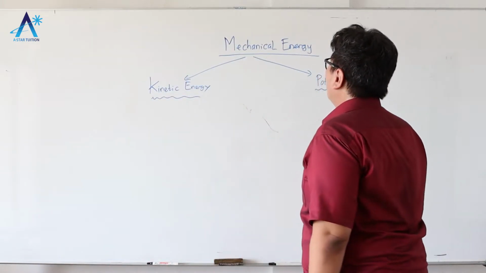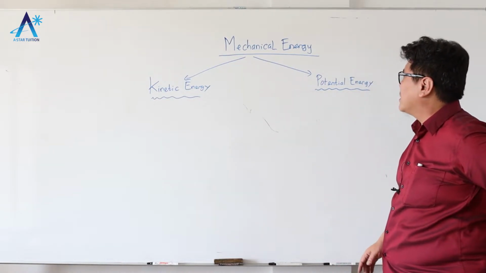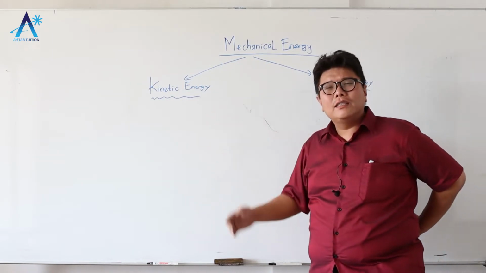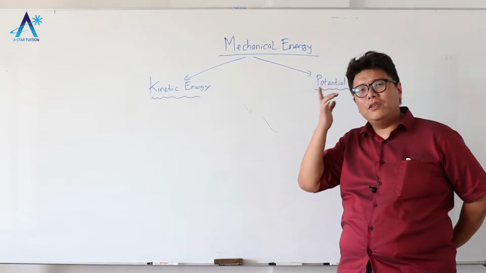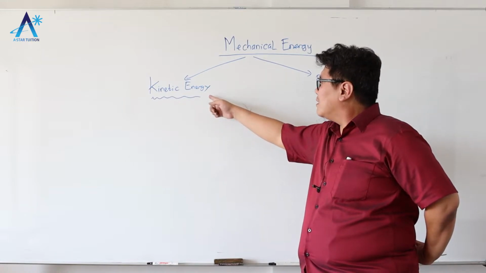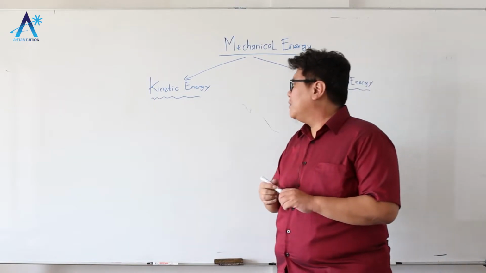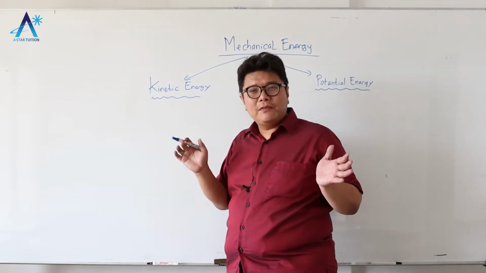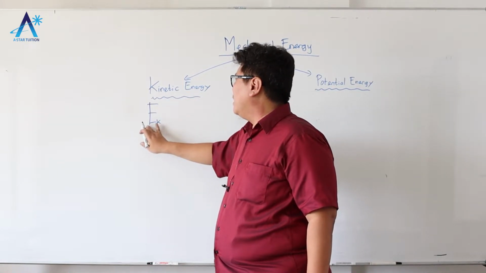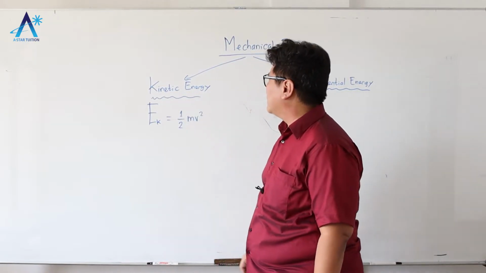Now, when we talk about mechanics, there are actually two types of energy to discuss, which are kinetic and potential. Now, what is kinetic energy? Kinetic energy is the energy that belongs to an object when the object is moving. In fact, if the object has a mass of m with speed v, then the kinetic energy Ek is equal to 1/2 times mass times the square of the speed.